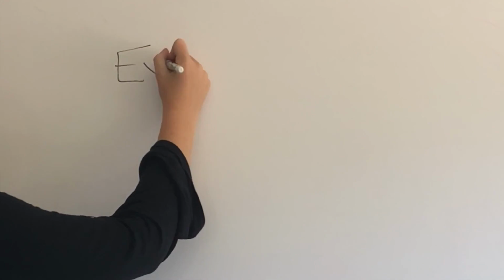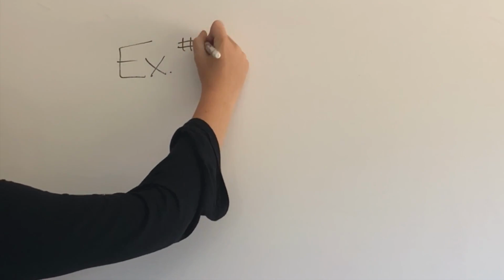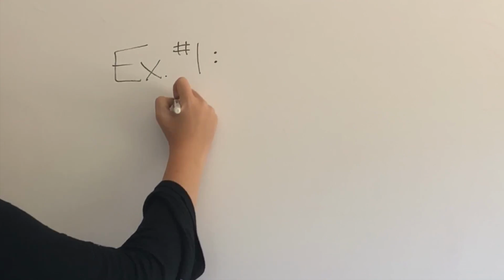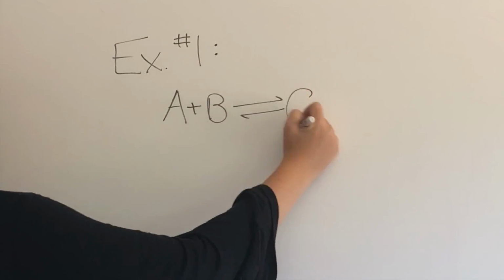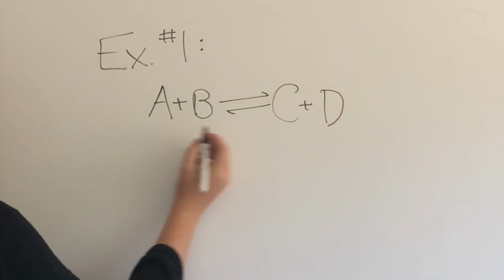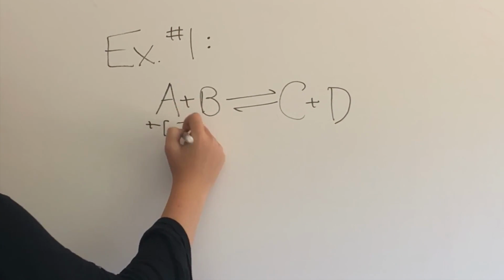The first example explains the effect of concentration on an equilibrium reaction. When the concentration of a reactant in the forward reaction is increased, the equilibrium will shift to the product side to compensate.